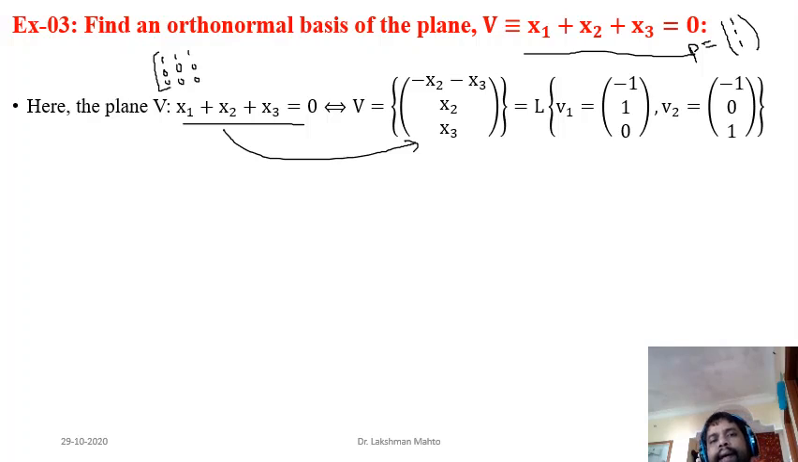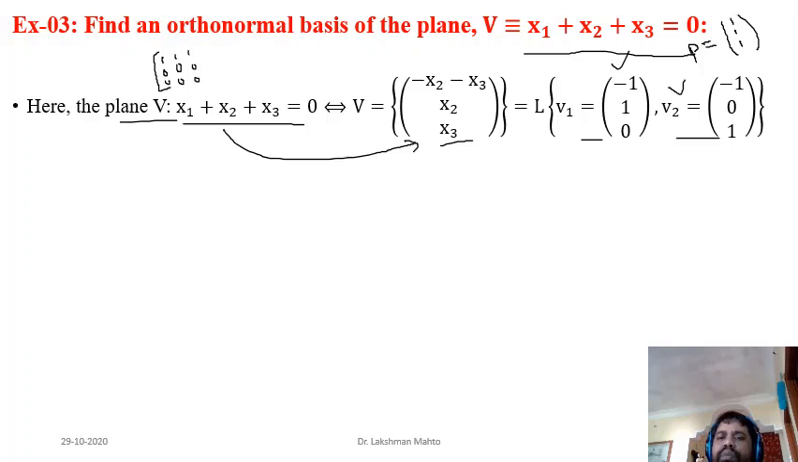So we need to express the dependent variable in terms of the free variables. That's why we write x1 equal to minus x2 minus x3, because x2 and x3 are free variables. x2 is a free variable, so it is x2 itself, and x3 is also a free variable. We take x2 common first, and we get the vector v1. When you take x3 common, you get v2. So you can say that this plane is spanned by these two vectors v1 and v2. That means this plane has two directions, so we got the directions of this plane.